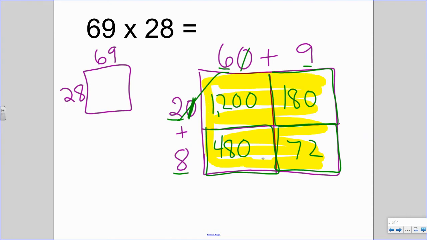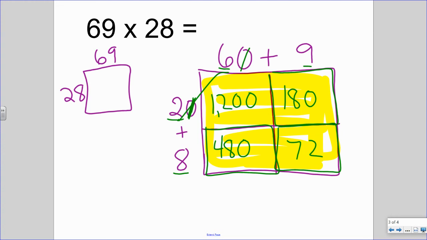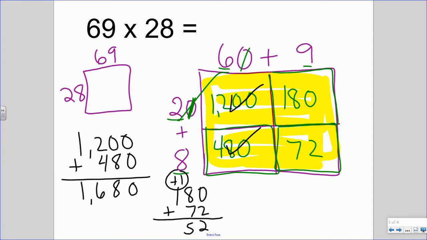And so I'm going to take all of those numbers, and my final answer is what I will get when I add them together. So I'm going to take 1,200 plus 480. I'm just going to take 2 of my bigger pieces and add those together. So that takes care of those 2. Now I'm going to take 180 plus 72, add those together, and I get 252.